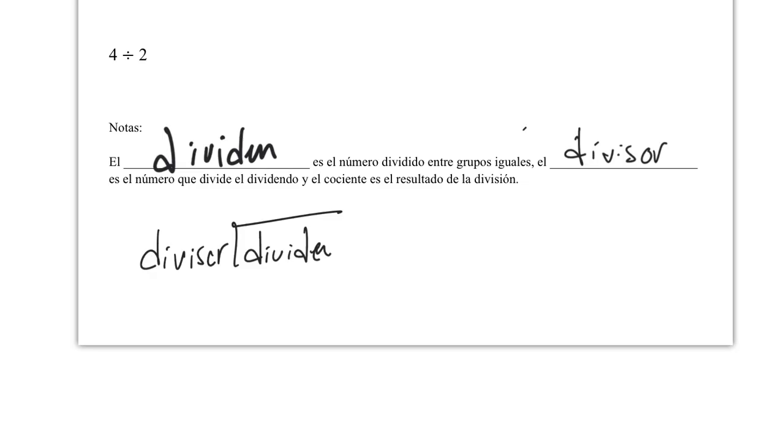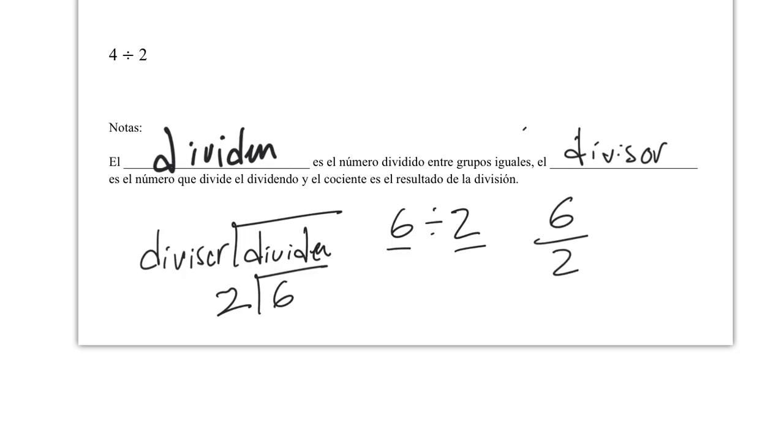Again, if you have, for example, a 6, and then this will be your 2. So if you do the standard algorithm way where it looks like this, it would look something like this with your 6 first, and then the divisor on the right side. If you do a fraction, it would look something like this, where the dividend is on the top, and then the divisor is at the bottom.